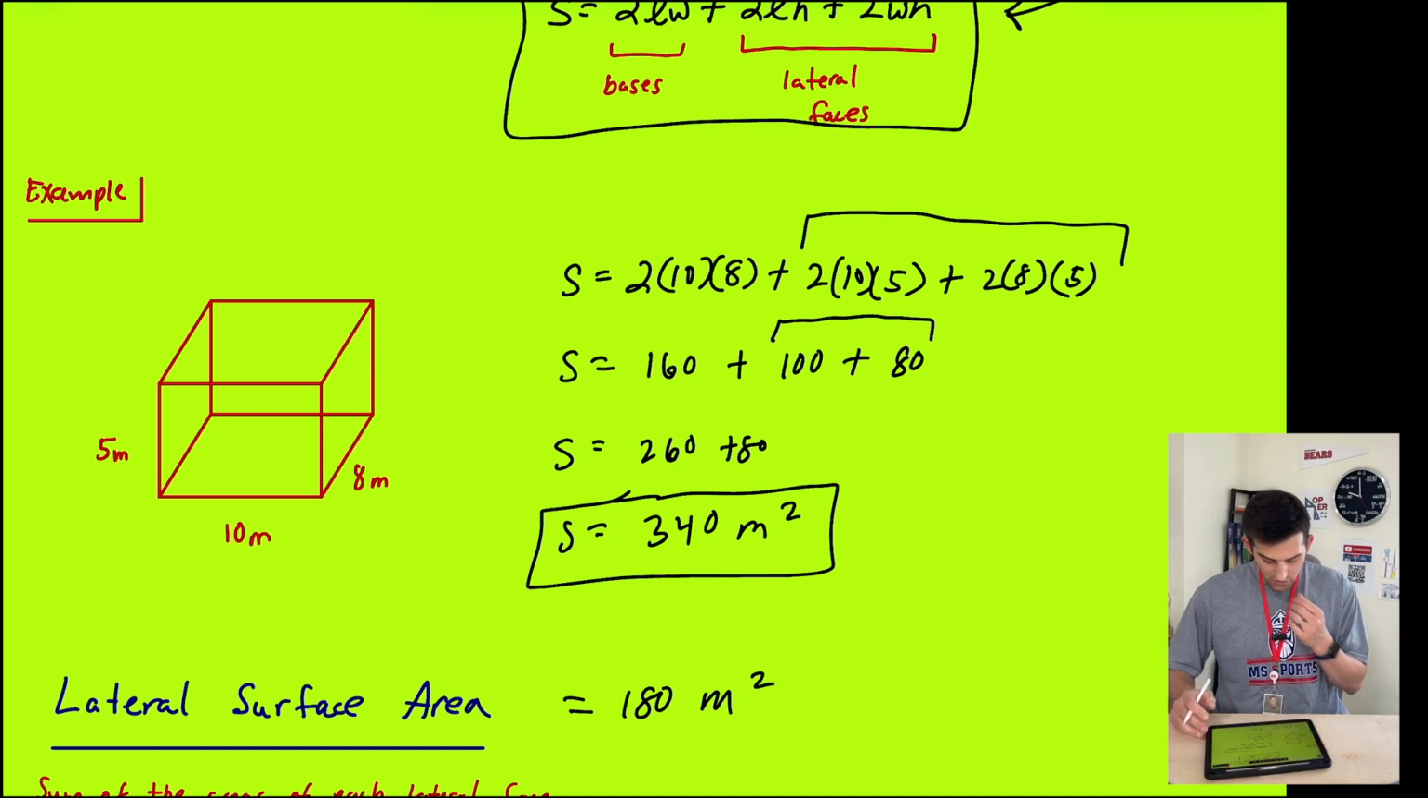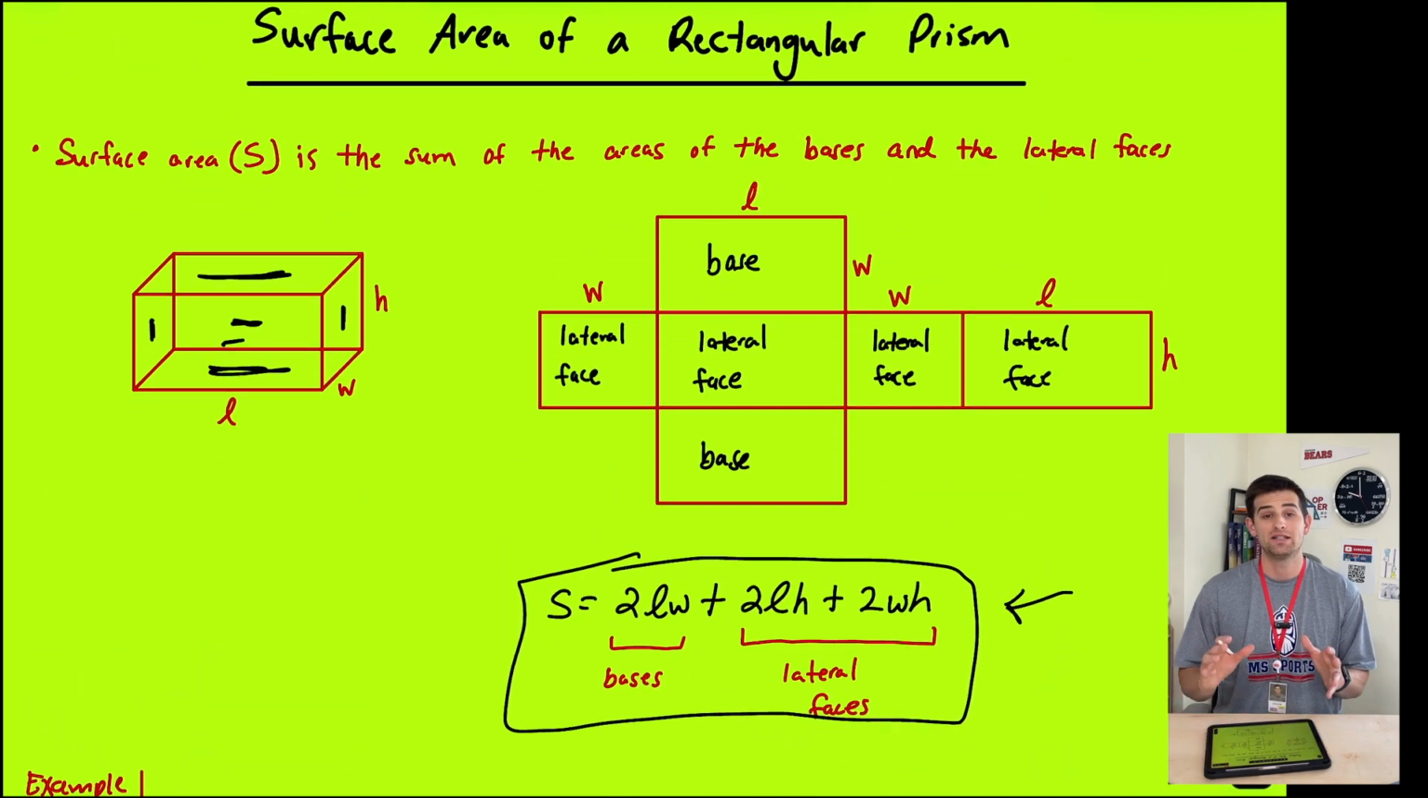Okay, so that would be 180 because we found that the area of the bases, 2LW, was 160. So 160 plus 180, and that's where we had our 340 meters squared from. Okay, so that's how you can find the surface area of a rectangular prism.